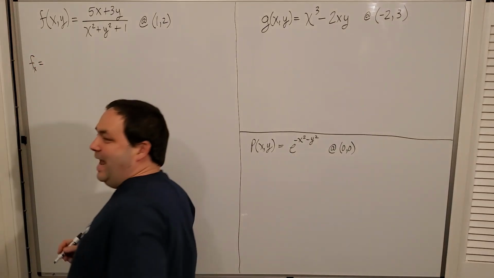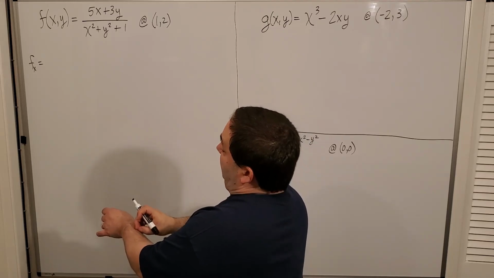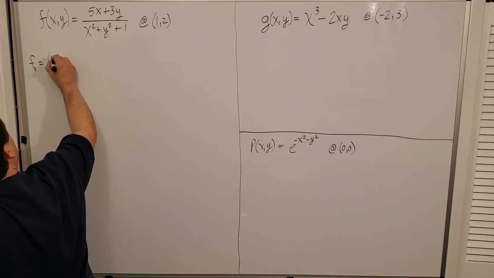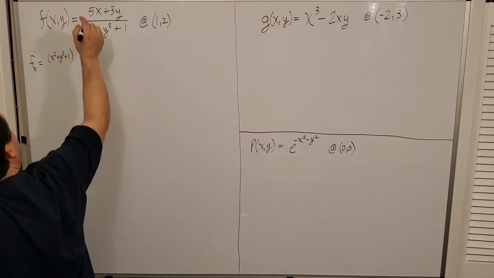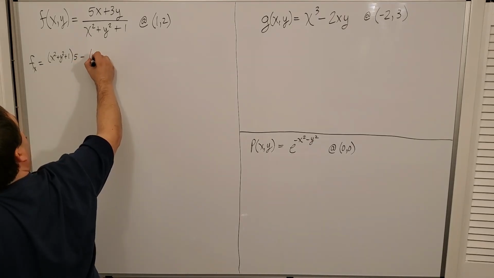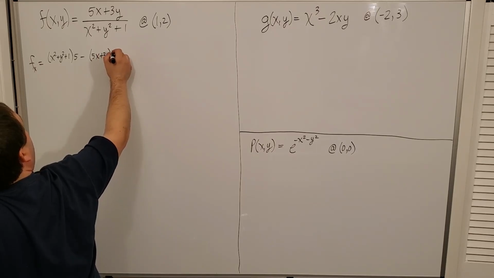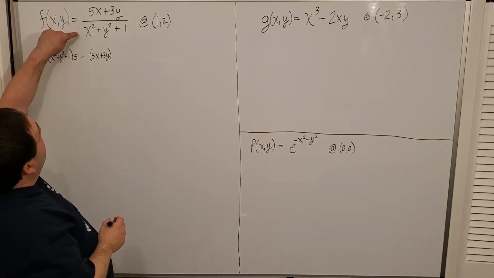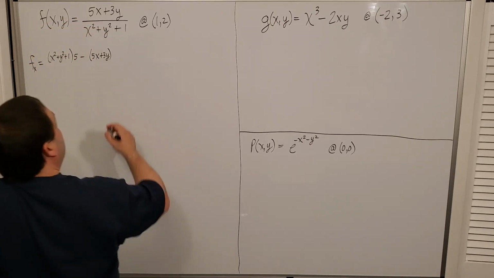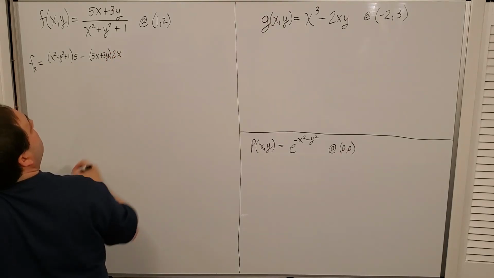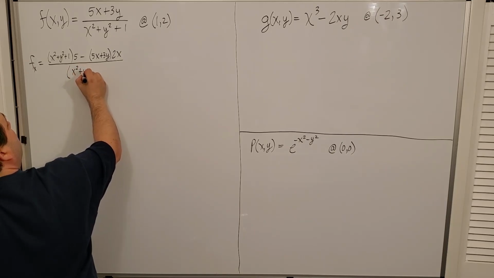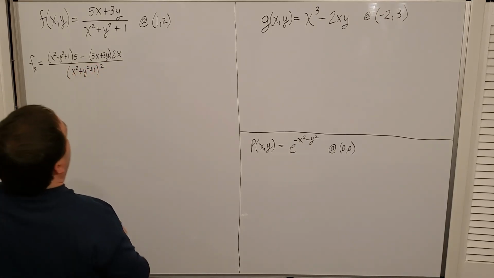Partial with respect to x, f sub x, is going to be a quotient rule. So I've got low d high, in this case, is just 5, minus high, and then d low is going to be the derivative of this, but remember we're just doing it with respect to x, so it's just going to be times 2x, and then over the square of what's below, like so.